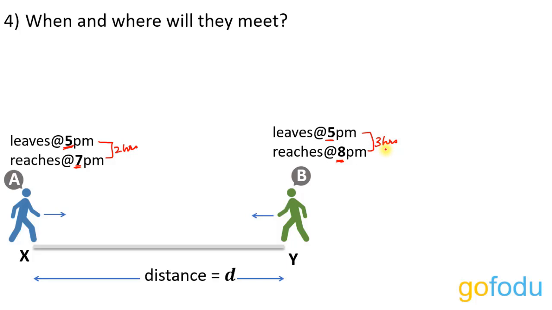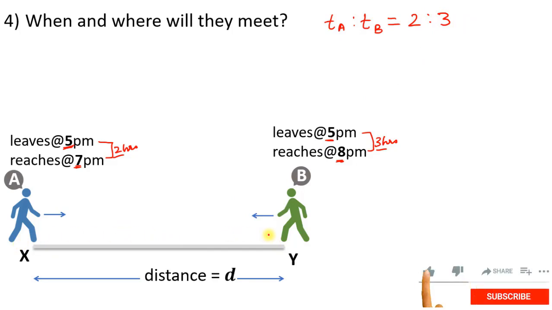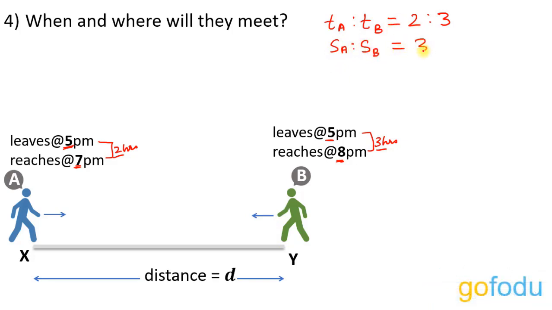They both cover distance D in order to reach opposite ends, so distance is constant for both. And when distance is constant, the speeds will be inversely proportional to time. The ratio of time taken by A to cover distance D to time taken by B to cover distance D is 2:3. So the ratio of speeds would be 3:2. This we have written considering D as constant.